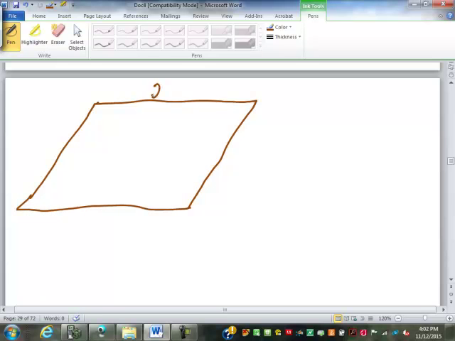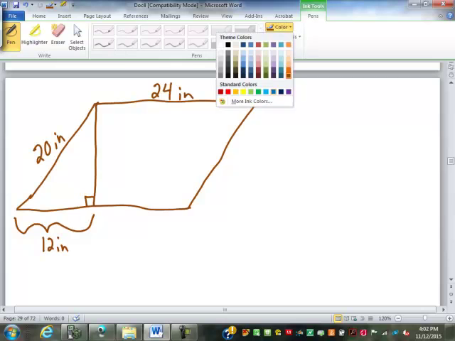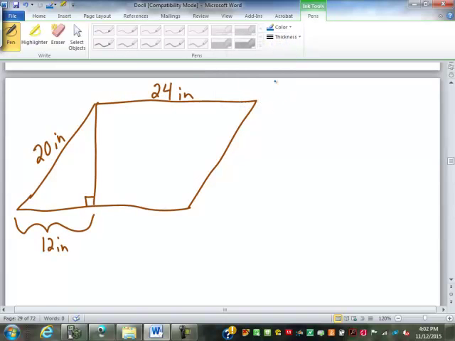Okay, so let's say that this is 24 inches. And let's say that we are told that this piece over here is 20 inches. And this piece here is 12 inches. Can I find the area of this? Okay, do it. Where do we start?